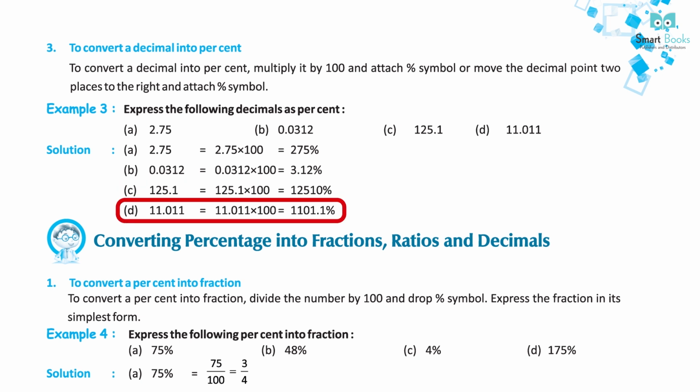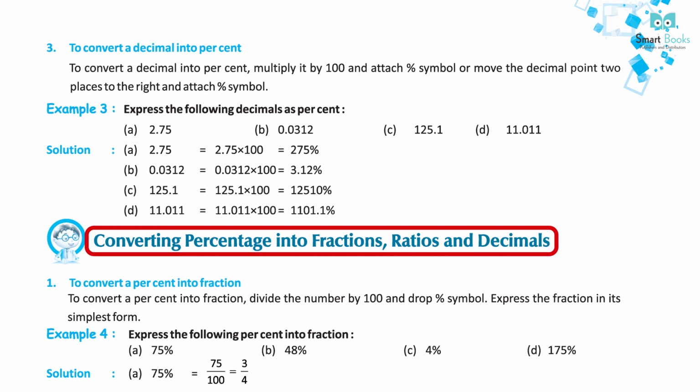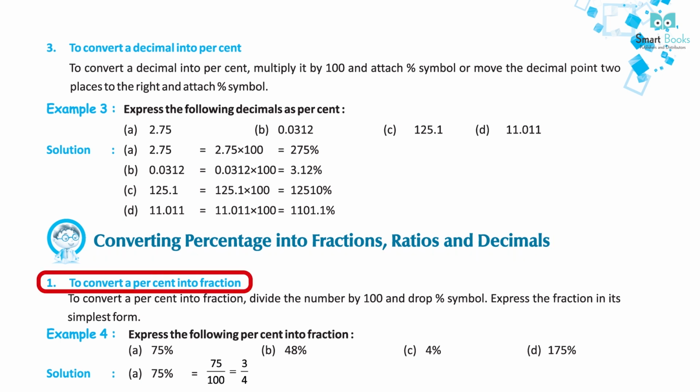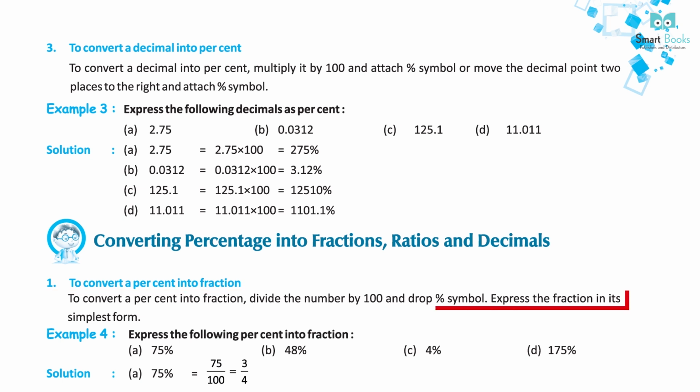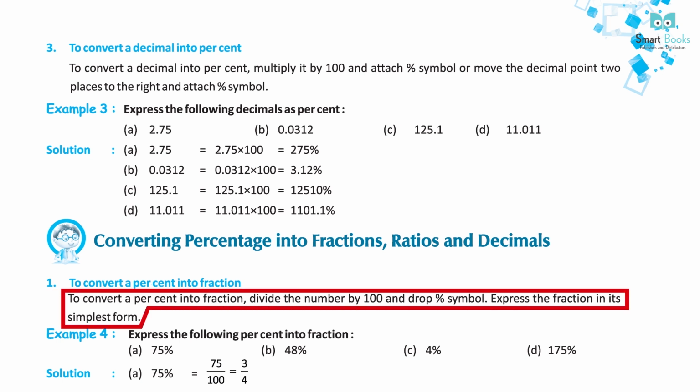11.011 is equal to 11.011 into 100 is equal to 1101.1%. Converting percentage into fractions, ratios and decimals. First, to convert a percent into a fraction, divide the number by 100 and drop the percent symbol. Express the fraction in its simplest form.